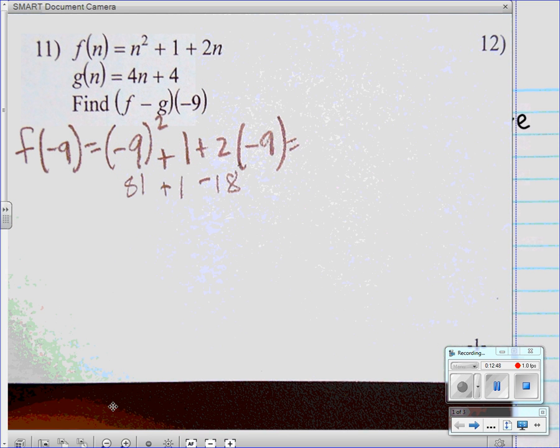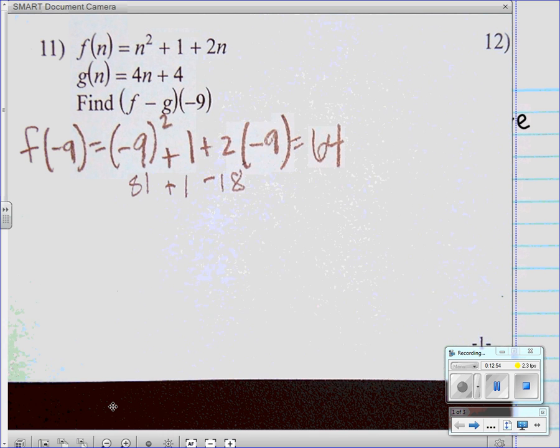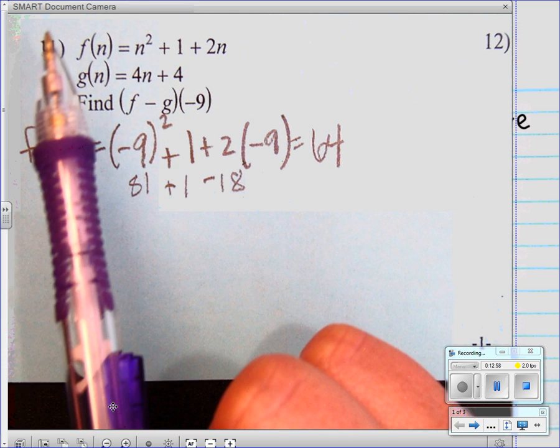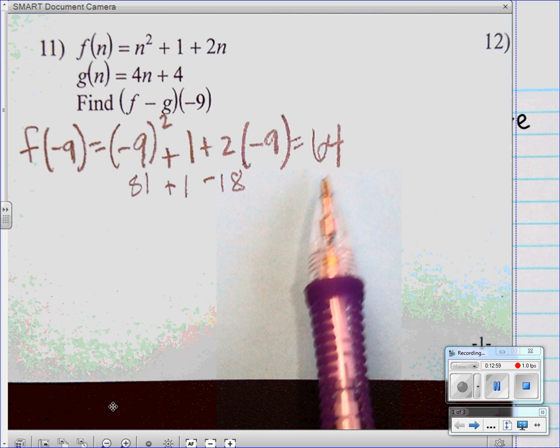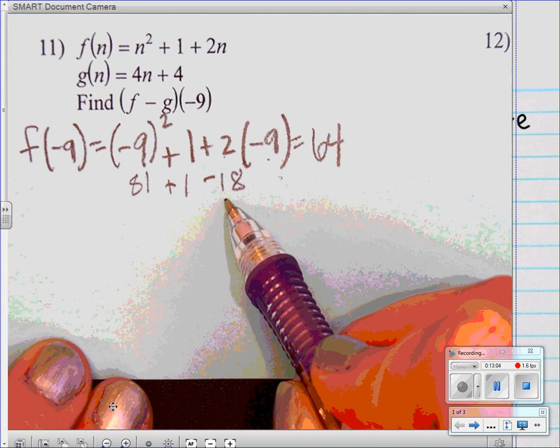I think it is. No, I did it right here. I plugged it in. Plus 2 times negative 9. And that's where I got the negative 18.